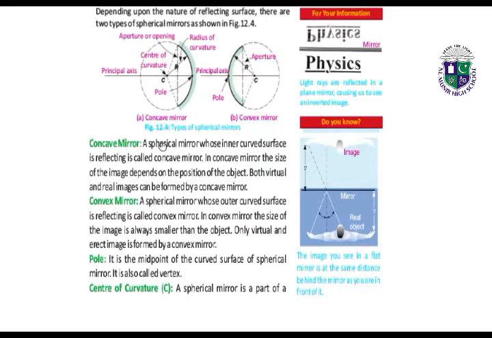A concave mirror is a mirror whose inner curved surface is reflecting; we call it a concave mirror. In a concave mirror, the size of the image depends on the position of the object. Both virtual and real images can be formed. Both virtual and real types of images are formed by a concave mirror.